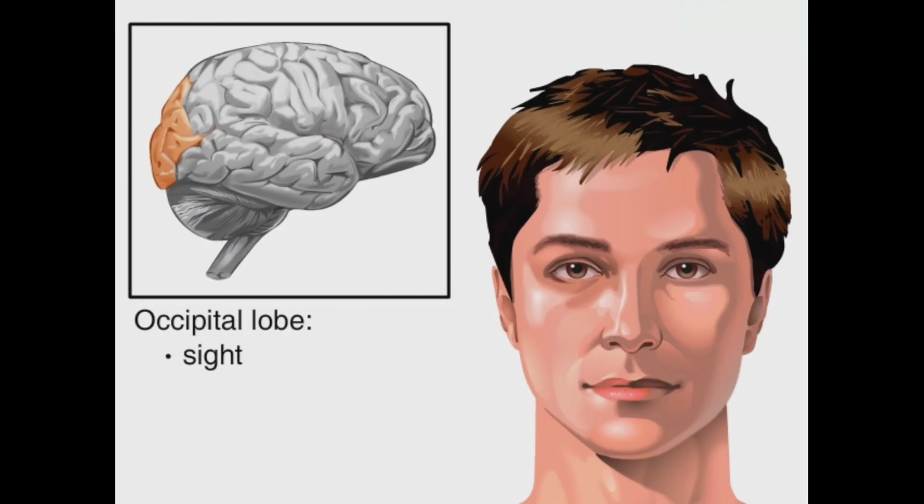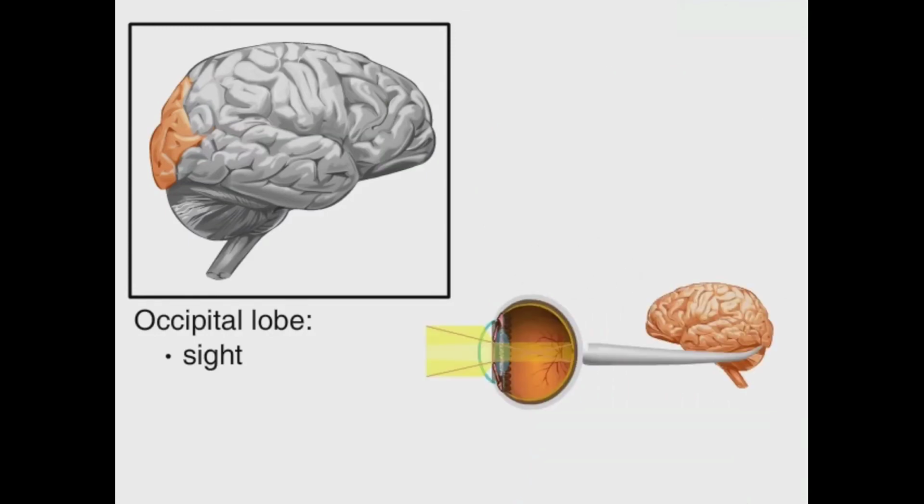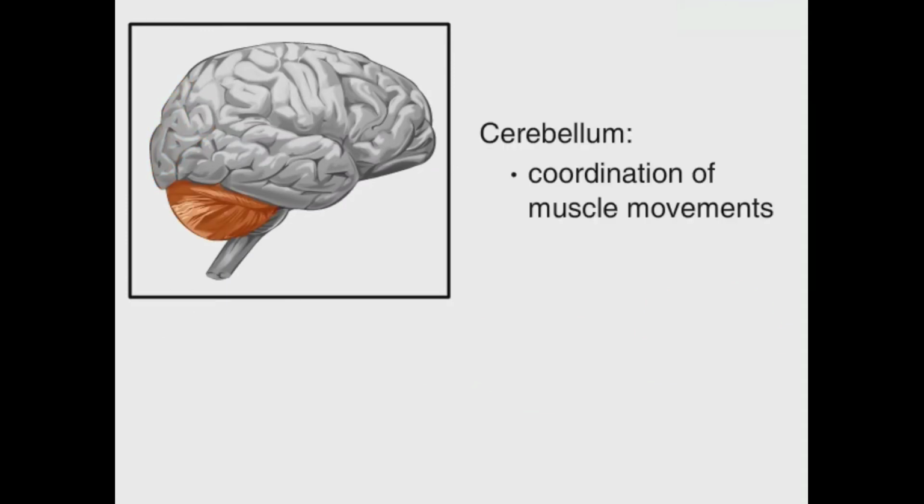The occipital lobe is located at the back of the head, behind the parietal and temporal lobes. The occipital lobe analyzes visual information from the retina and then processes that information. If the occipital lobe becomes damaged, a person could become blind even if his or her eyes continue to function normally. The cerebellum is located at the back of the head, underneath the occipital and temporal lobes.